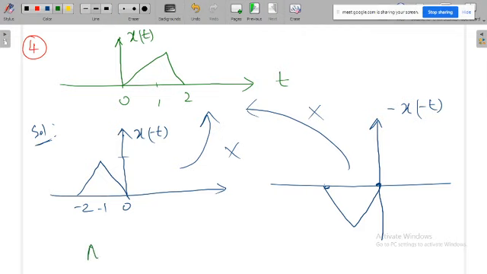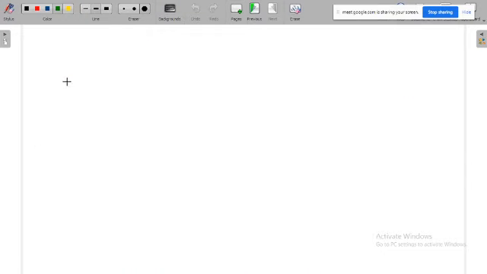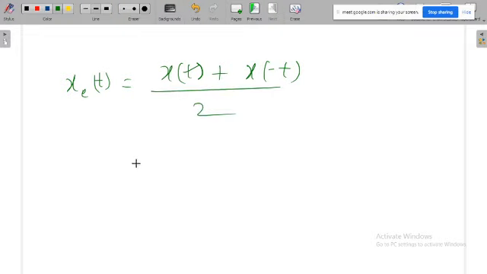Yes, this signal is neither even nor odd. But in the next class, we can extract the even part from this, and also we can extract the odd part. So how to extract the even part? If you want to calculate the even part, the signal is already there, x of t. Then you calculate x of minus t, you add both, then divide by 2.